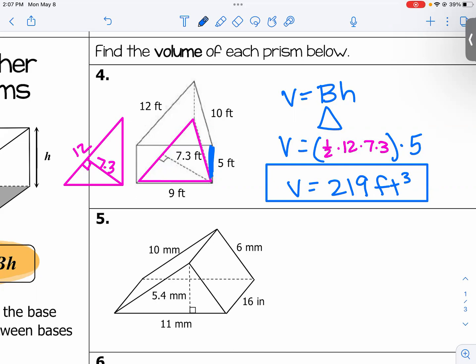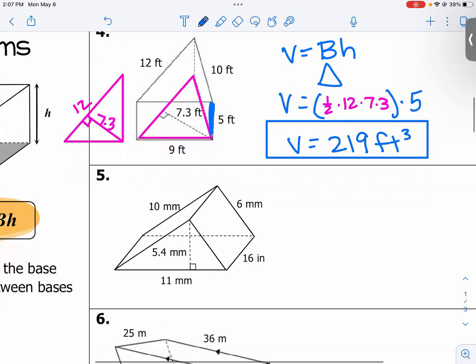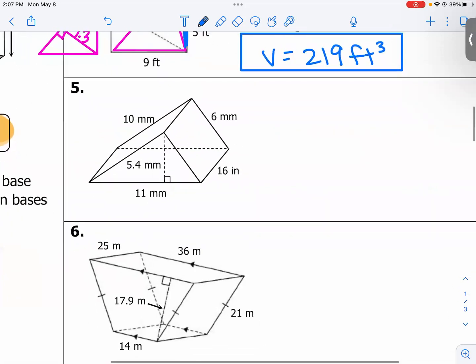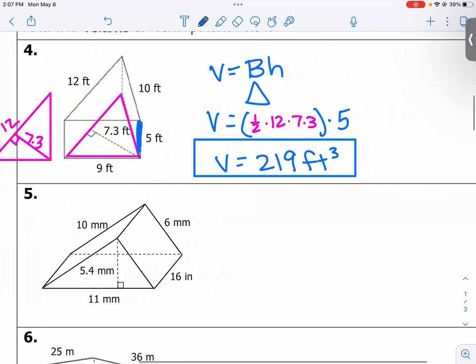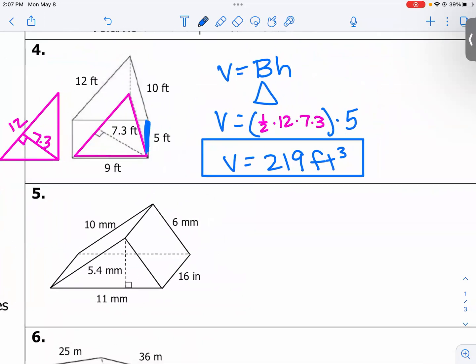Number 5 is also a triangular prism. You're close. Why are you just sitting there? Because I don't have my packet. We're sharing a packet. Where's your packet? 11 times 5.4. What now? Wait a minute. Actually, oh, I don't have my calculator. 29.7. Check her. Okay, 11 times 5.4.